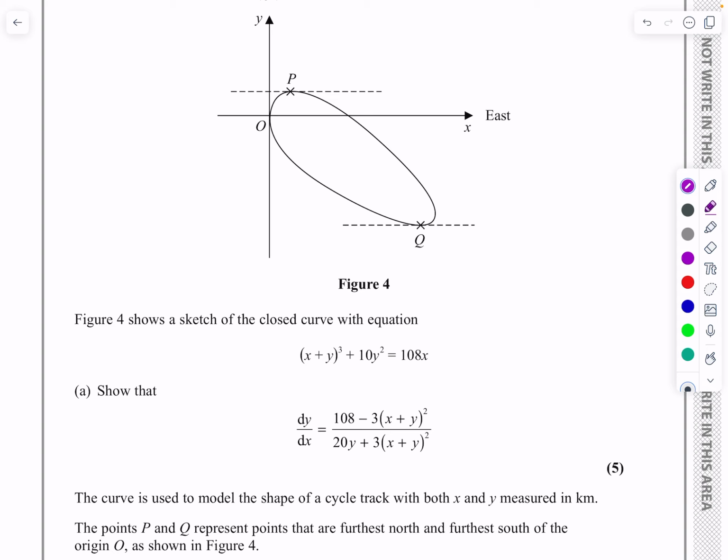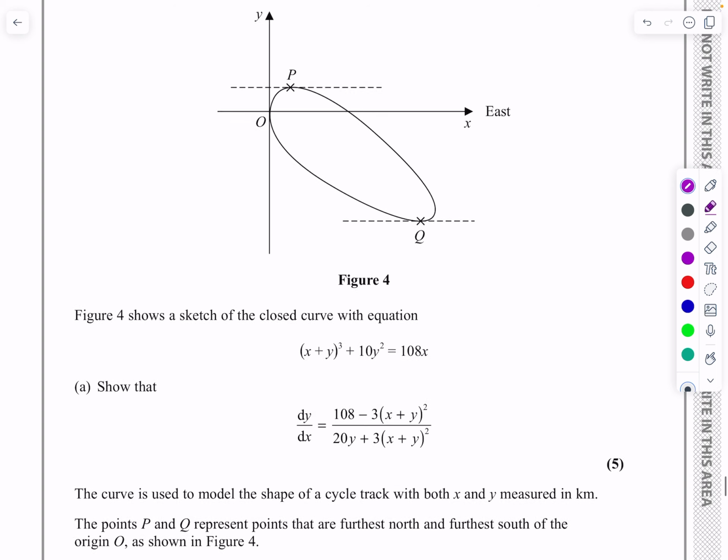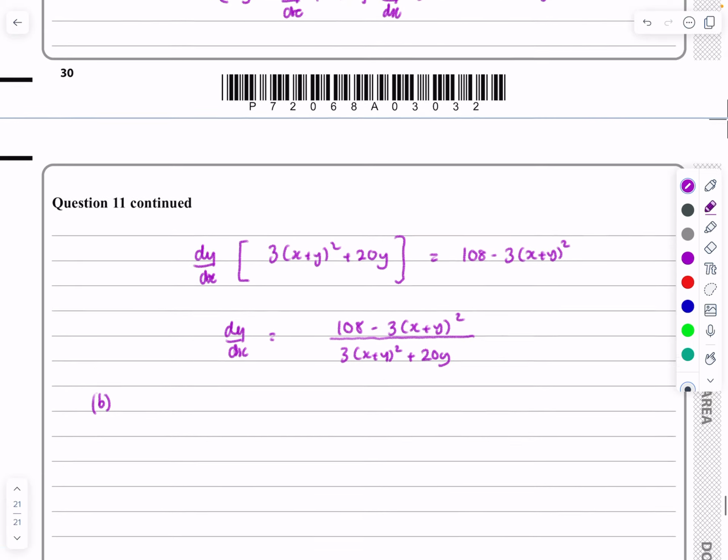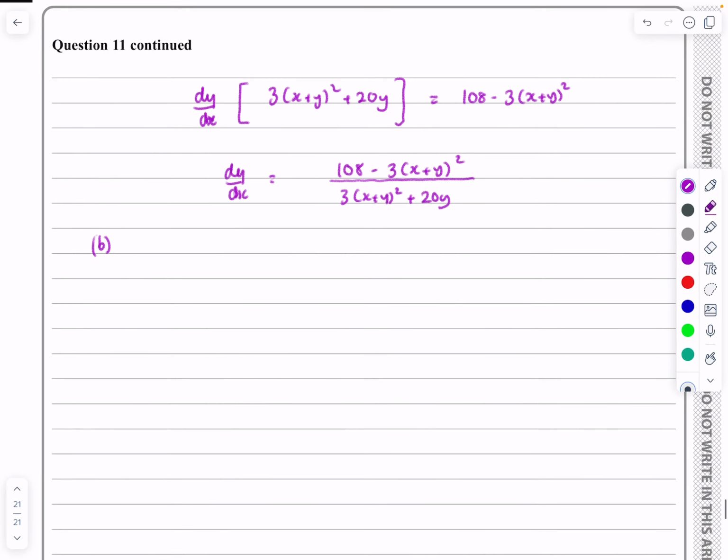We can see that the gradient, that dotted line, the gradient is equal to 0 for both of those, and that's all we need to be worried about. Okay, P and Q will be where the gradient is equal to 0. So for part B, if I want to work those out, just say that to the examiner. P and Q are where dy by dx is equal to 0.